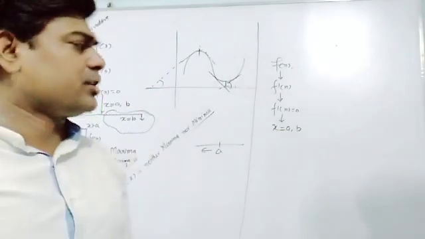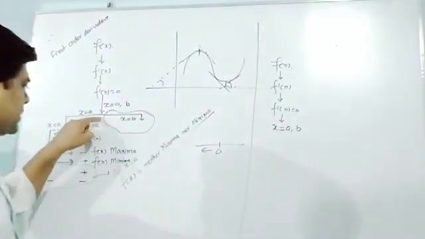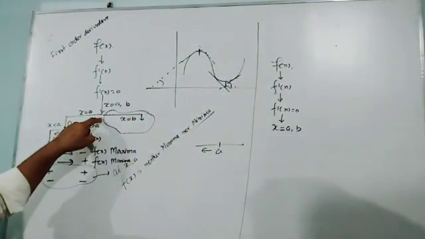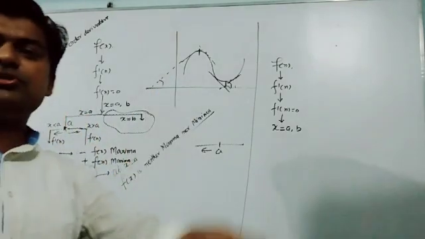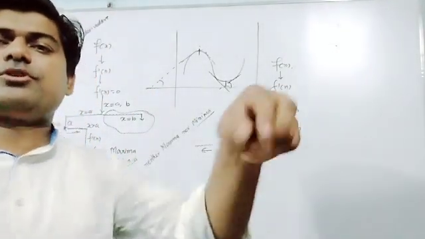Okay. Now, in second order, as here what we have done, in first order I took the value of x once less than a, once more than a, and I checked whether it's changing from positive to negative or negative to positive, and accordingly we took the decision.